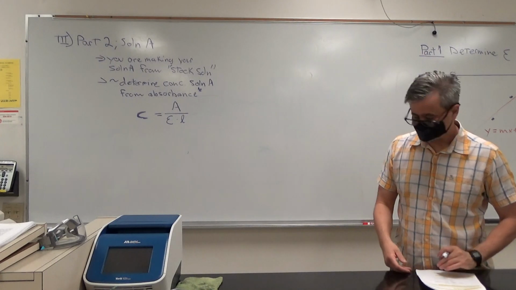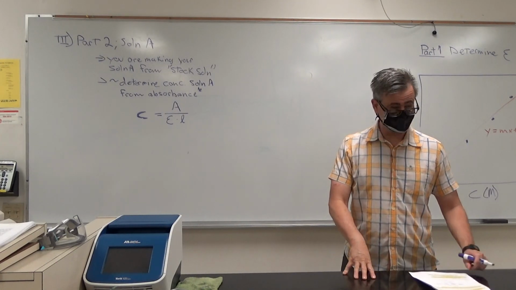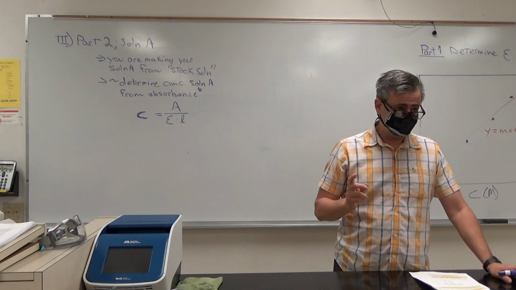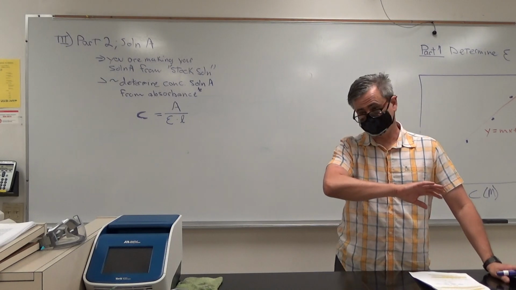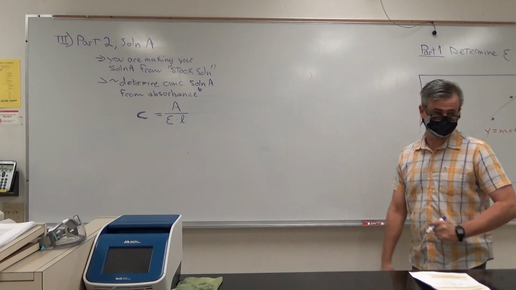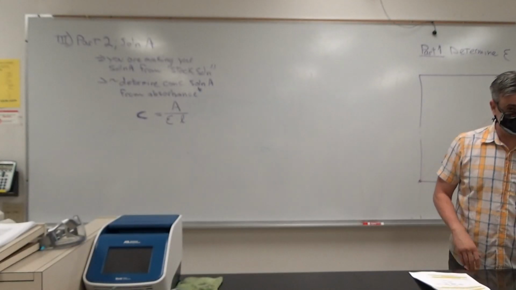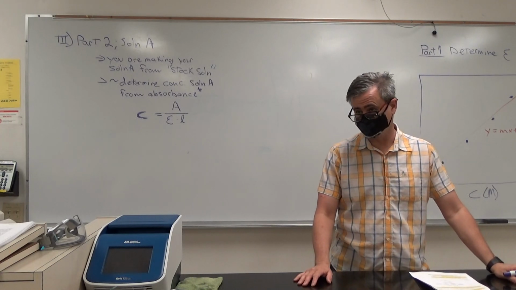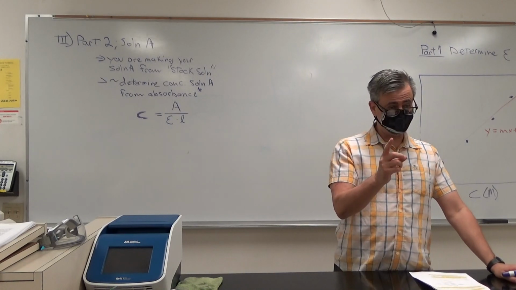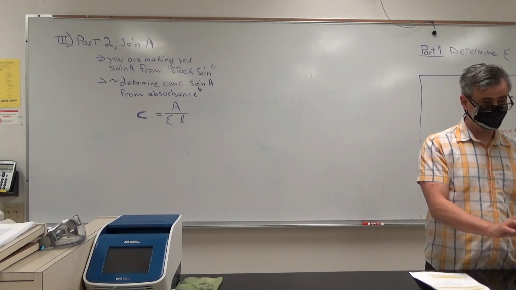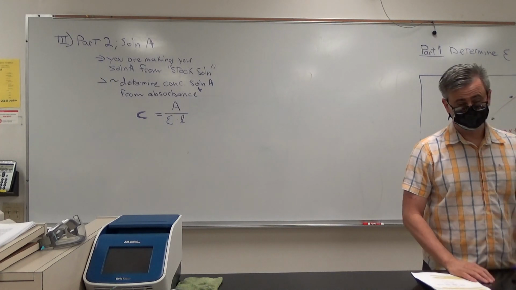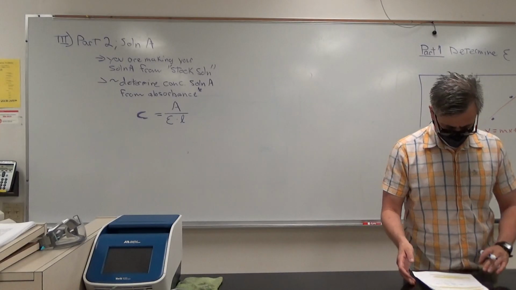All right. Okay, but there's a wrinkle. There's a problem. It turns out that the solution that you make, when you take out the 0.5 from the stock and you add 19.5, it's too concentrated for the machine. Okay, it's so concentrated, no light gets through, it just stops. You get complete absorbance, 0 transmittance. All right. So what you're going to do is you're going to take your solution A. This time you're going to do a careful dilution.